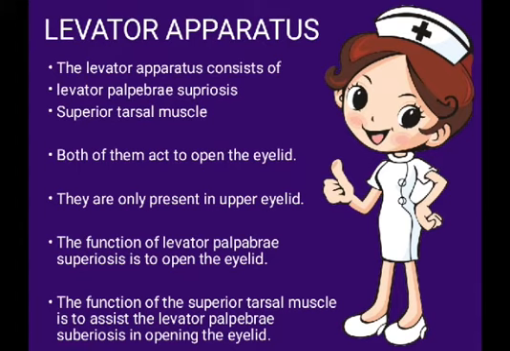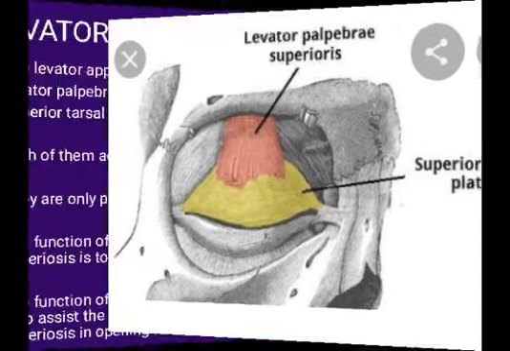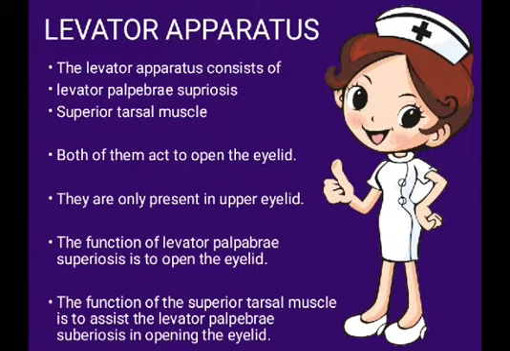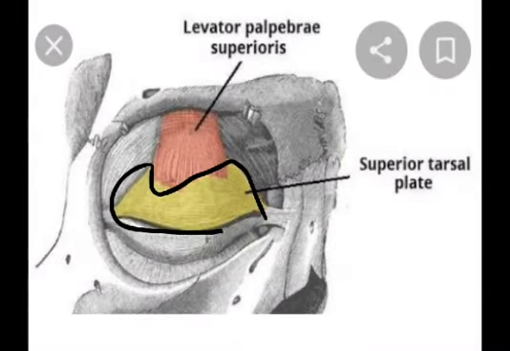Both of them act to open the eyelid. The levator palpebrae superioris as well as the superior tarsal muscle act to open the eyelid. They are only present in the upper eyelid because only the upper eyelid has to open. The function of the levator palpebrae superioris is to open the eyelid. Next, the function of the superior tarsal muscle is to assist the levator palpebrae superioris in opening the eyelid.